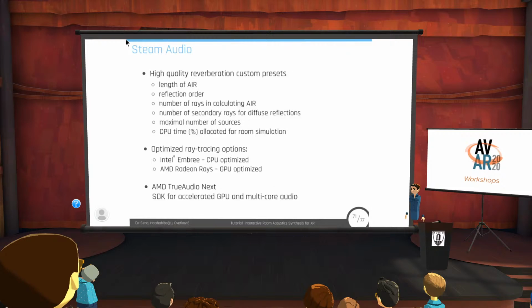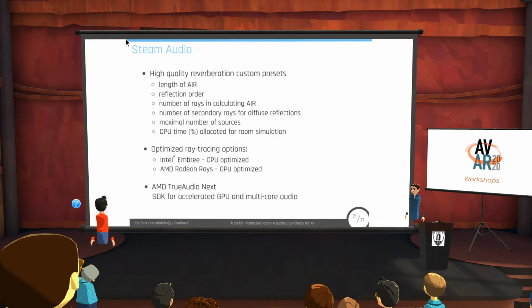A little more detail of the high quality reverberation. It has several custom presets: the length of impulse responses, the maximum order of reflections, the number of rays in calculating impulse responses in ray tracing, then also the number of rays in calculating diffuse reflections. I forgot to mention that Steam also allows for modeling of diffuse reflections. Then there is the maximal number of sources which are rendered with high quality reverb, and also the amount of CPU time allocated to environment simulation.